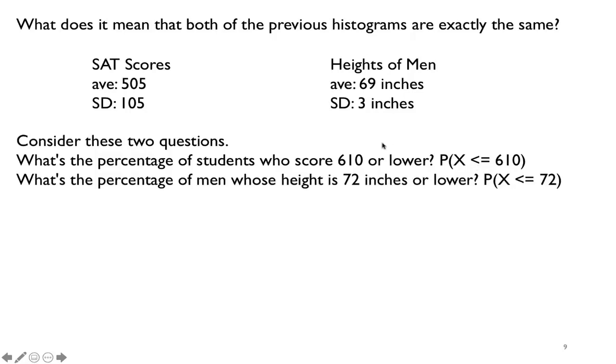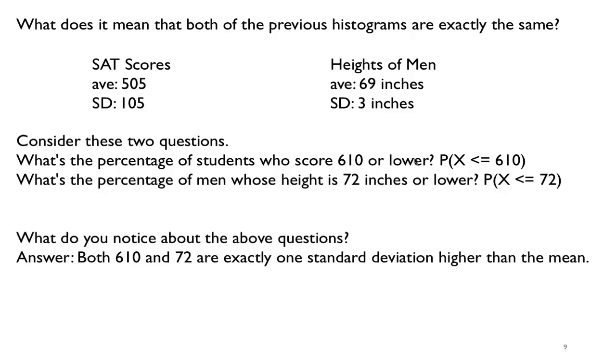Here's another question that is for the men study. What is the percent of men whose height is 72 inches or lower? So what's the probability that x is less than or equal to 72? These two problems seem to be kind of different problems, but it turns out they actually have the exact same answer, because notice that 610 and 72 are both exactly one SD, or 1 standard deviation, higher than the mean.